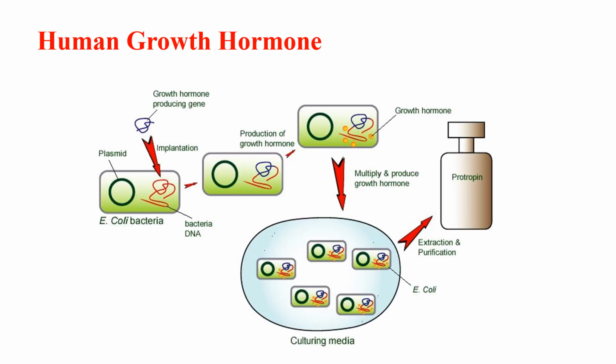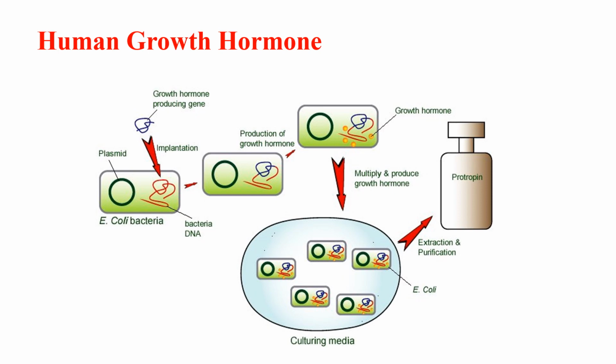Human growth hormone deficiency occurs when the pituitary gland at the base of the brain fails to produce enough growth hormone to stimulate growth. Protropin is a human growth hormone which was approved for treating human growth hormone deficiency. It is the first biotechnology-derived human growth hormone, treating thousands of children with growth hormone deficiency. Protropin is administered by injection during childhood to stimulate and regulate body growth. Let us see how this human growth hormone is produced by genetic engineering.